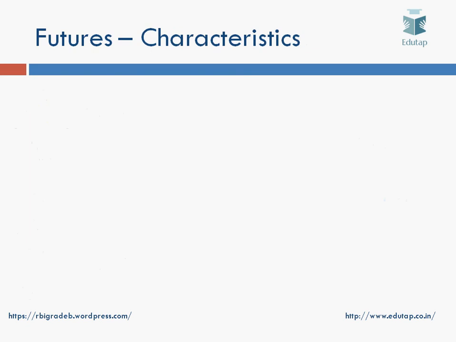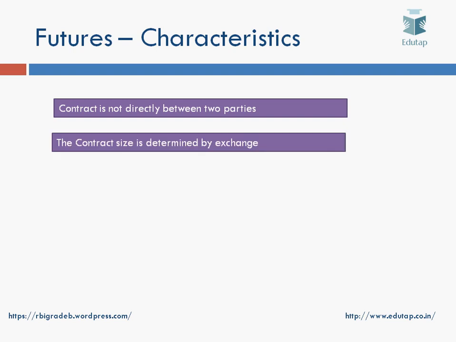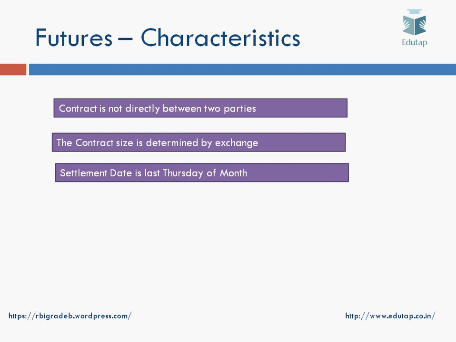So the characteristics of futures as we compare to forwards are: firstly, the contract is not directly between the two parties. The two parties enter into a contract with the stock exchange and the parties do not know each other. The contract size, that is the number of shares, which in forwards was 100, would be determined by the exchange. So one has to enter into a contract with the agreement to buy or sell the minimum number of shares which are in the contract size. The settlement date is always the last Thursday of the month. The parties cannot agree on any random date.